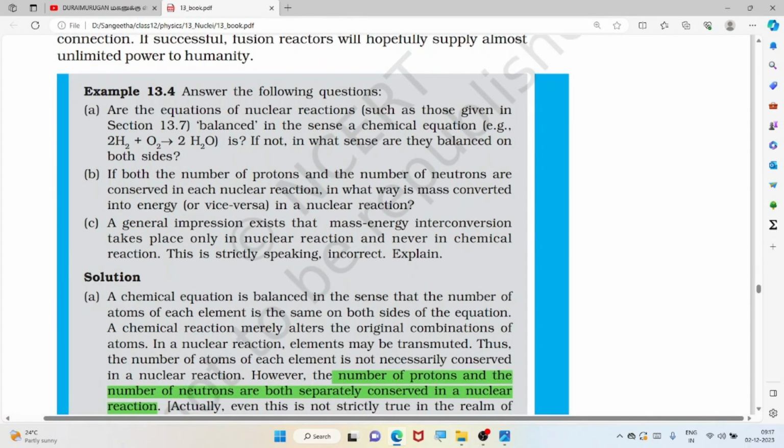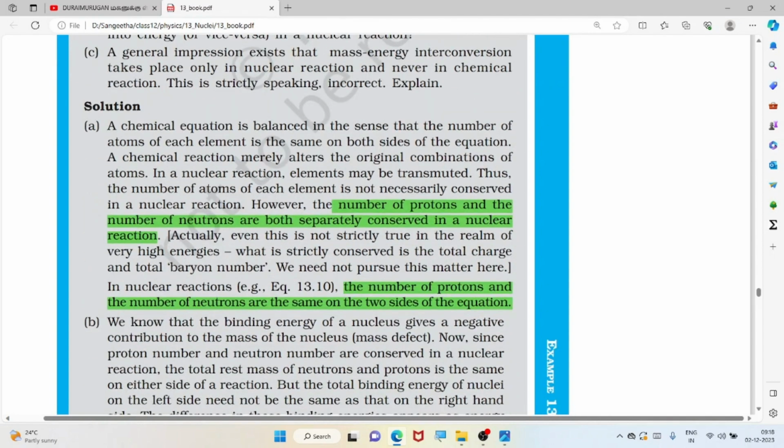The equations of nuclear reactions, such as those given, are balanced in the sense of the chemical reactions, but they are balanced with protons and neutrons. A chemical reaction is balanced in the sense that the number of atoms of each element is the same on both sides of the equation. That is for the chemical reaction. A chemical reaction merely alters the original combination of the atoms.